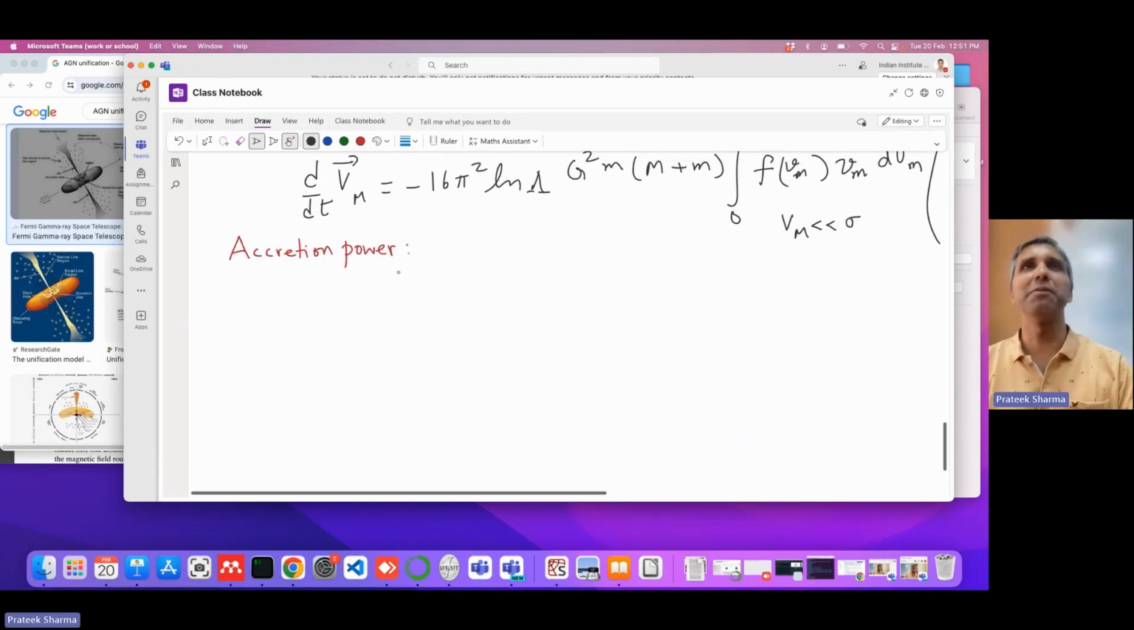I'm going to tell you how you explain this 0.1 as the efficiency of accretion power. So you have a black hole here, and you have a test particle at infinity. So the system has energy 0, right? You have two masses which are separated. Now what you do is, if by some process you are able to bring this test particle and put it in an orbit around the black hole, you have reduced the energy of the system, right?